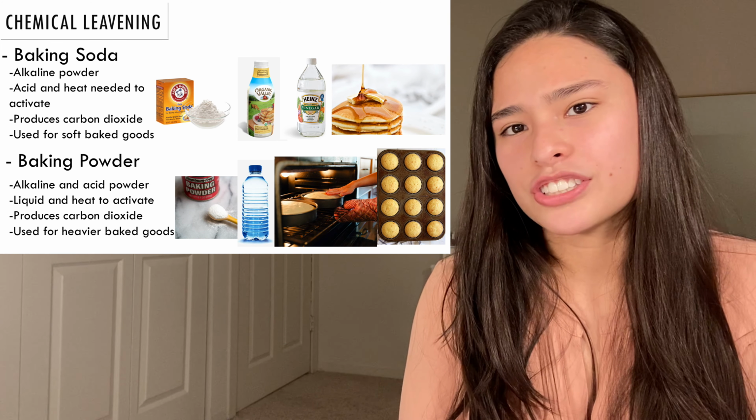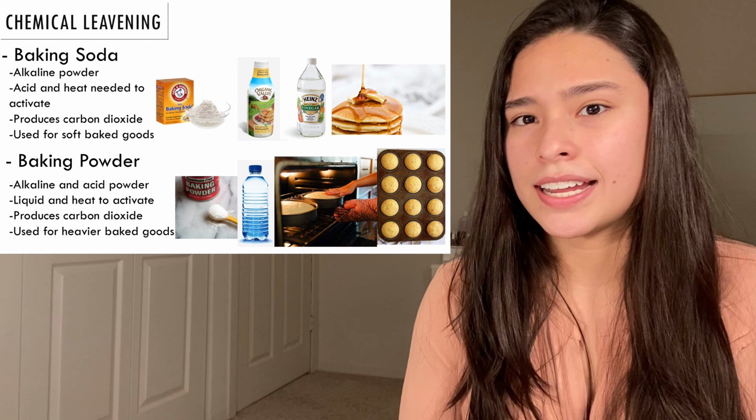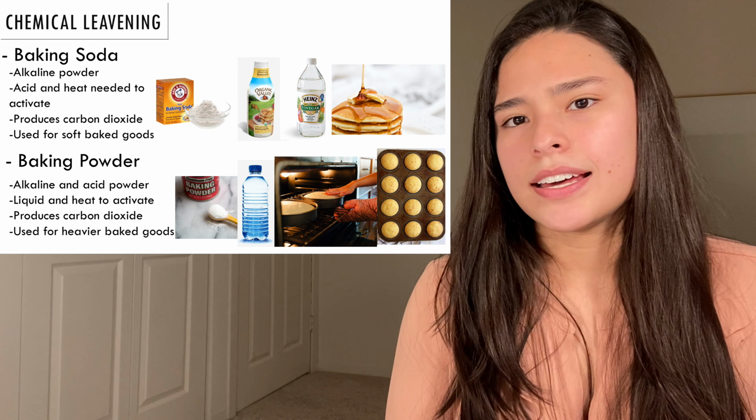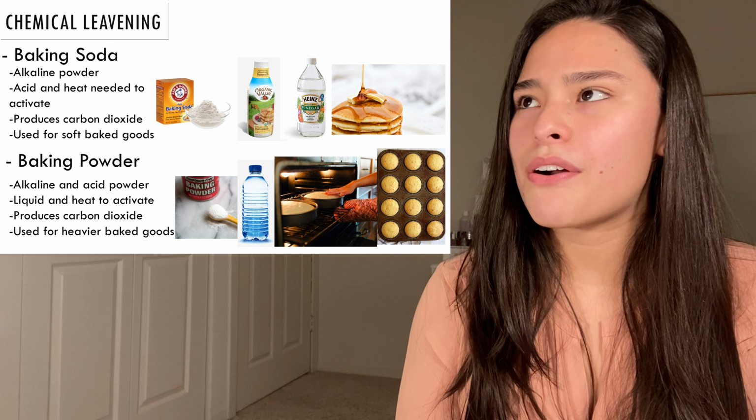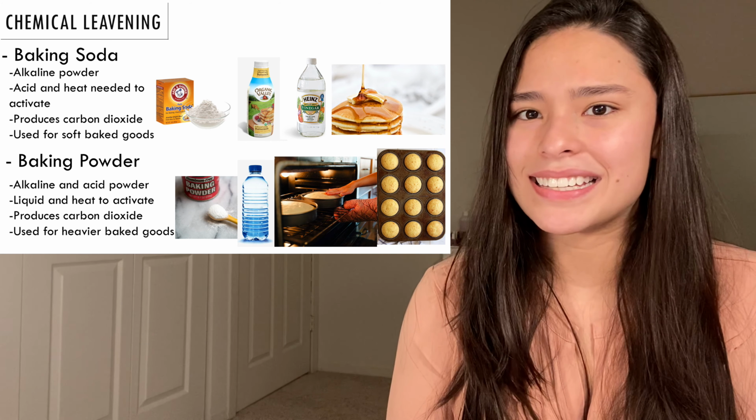Baking soda is actually just an alkaline powder that needs acid to create carbon dioxide and make the baked good grow. You can add vinegar or buttermilk to create carbon dioxide and activate the baking soda. The baking soda is almost always used for soft doughs like buttermilk pancakes or buttermilk biscuits.